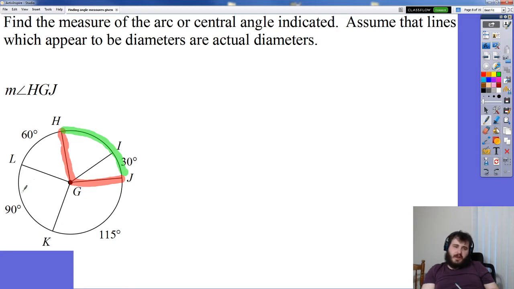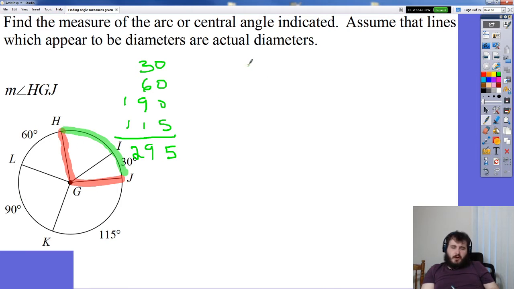So look, they give you literally every other arc, right? This is 30, this is 115, this is 90, this is 60. So can't you just add them all up? And then the whole circle is 360, so whatever that is minus 360, right? So let's do that. Let's add everything up. We got 30, we got 60, we got 90, we got 115. Add those up. So that's what the rest of it equals, 295.